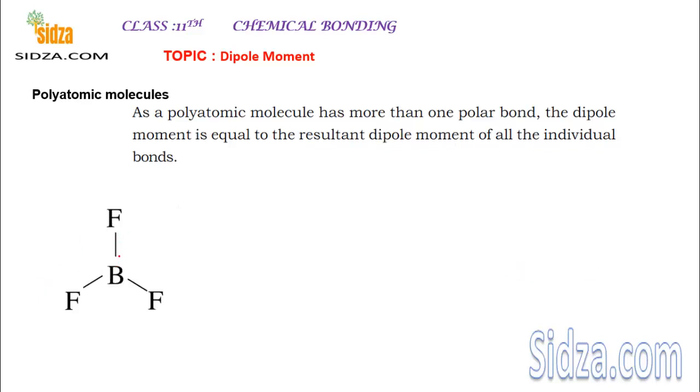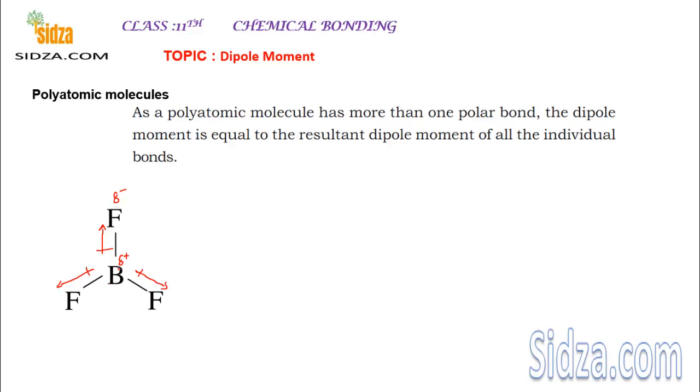Boron is a less electronegative atom than fluorine, so in the BF3 molecule you have 3 bond moments, right? And here will be another one. Fluorine being the more electronegative atom gets a negative charge, and the boron will be positively charged.